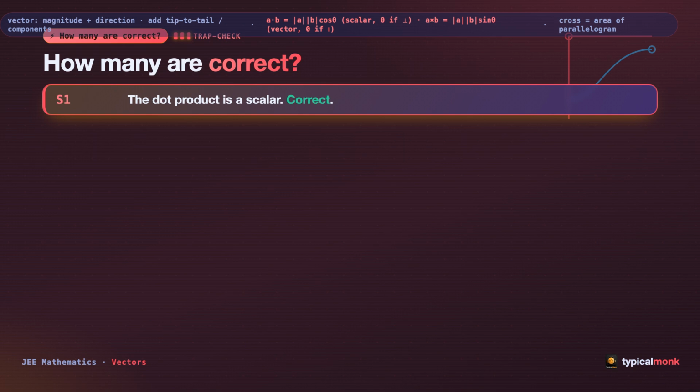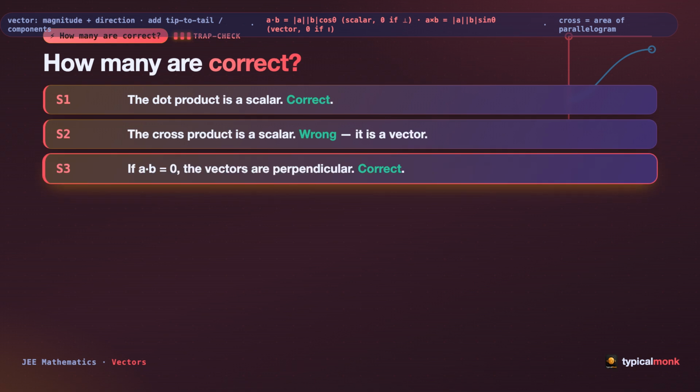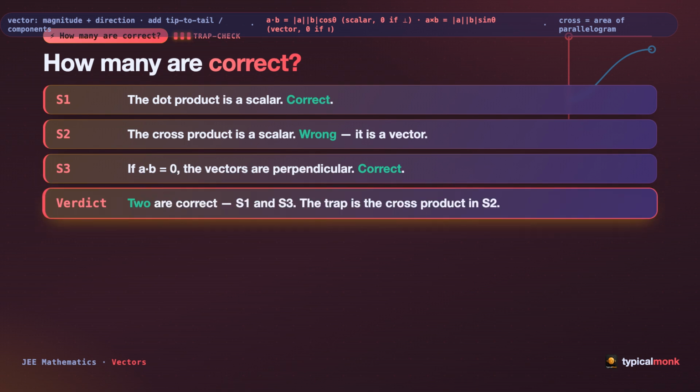Now, how many of these statements are correct? Statement 1: the dot product is a scalar. Correct. Statement 2: the cross product is a scalar. Wrong. It is a vector. Statement 3: if A dot B is 0, the vectors are perpendicular. Correct. So the answer: two are correct, statements 1 and 3. The trap is the cross product in statement 2.